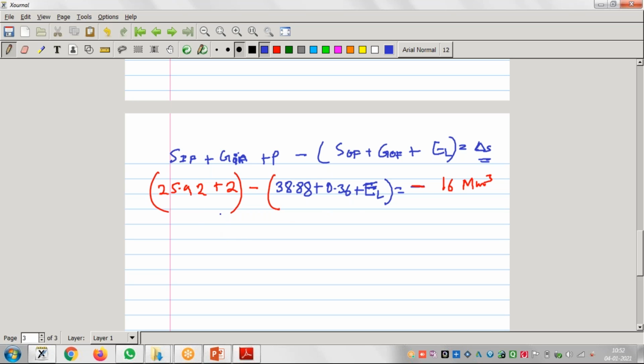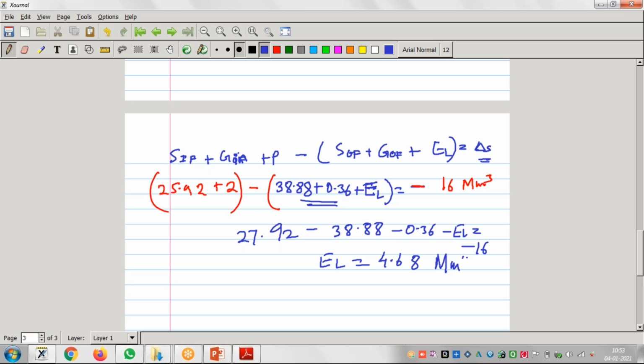Now when I solve this, it will become 25.92 plus 2, that is 27.92, minus 38.88 minus 0.36 minus EL is equal to minus 16. Now when I solve it, I will get EL, you just have to do the plus and minus only, right? So you will get EL will be equal to 4.68 million meter cube, right?